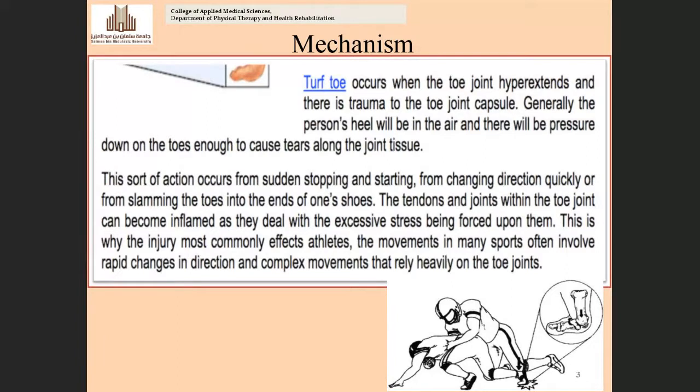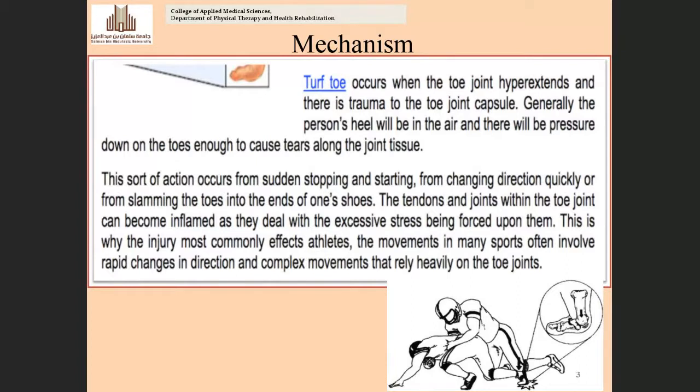If this capsule is involved or ruptured, there are many associated issues you can expect. Generally, the person's heel will be in the air, and there will be pressure down on the toes, enough to cause tears along the joint tissue, right? You can see this picture clearly shows that the person has landed with hyperextension of the first metatarsophalangeal joint, and there is more force on this joint, and a chance of rupture of the joint capsule.